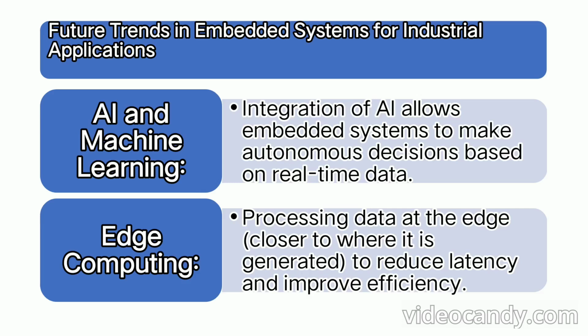Future trends in embedded systems. One, we are moving toward AI, right? AI is a tool which is not to replace a human, but to enhance a human, right? AI and machine learning: integration of AI allows embedded systems to make autonomous decisions based on real-time data. Edge computing: processing data at the edge to reduce latency and improve efficiency, right?